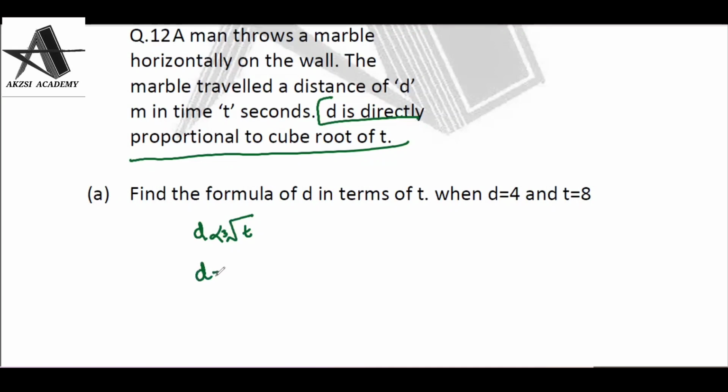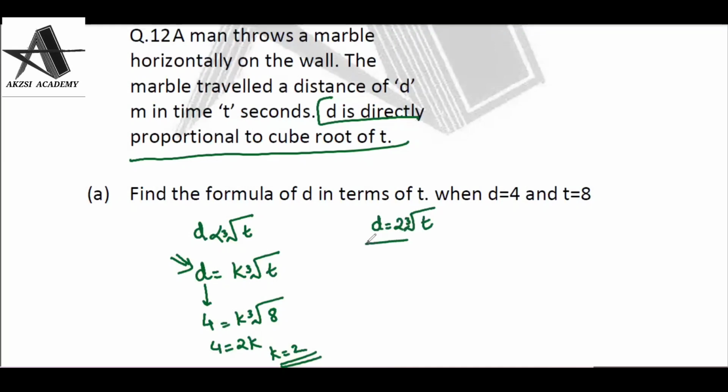Now I need to introduce a constant. So k times cube root of t. Put the value of d here. In place of d, put 4. And in place of t, put 8. So 4 is equals to k times cube root of 8. Cube root of 8 is 2. So 4 is equals to 2k. And from here, k is equals to 2. Once you have the value of k, put it here. D is equals to 2 times cube root of t. This is our first one that we have calculated, the d in terms of t.